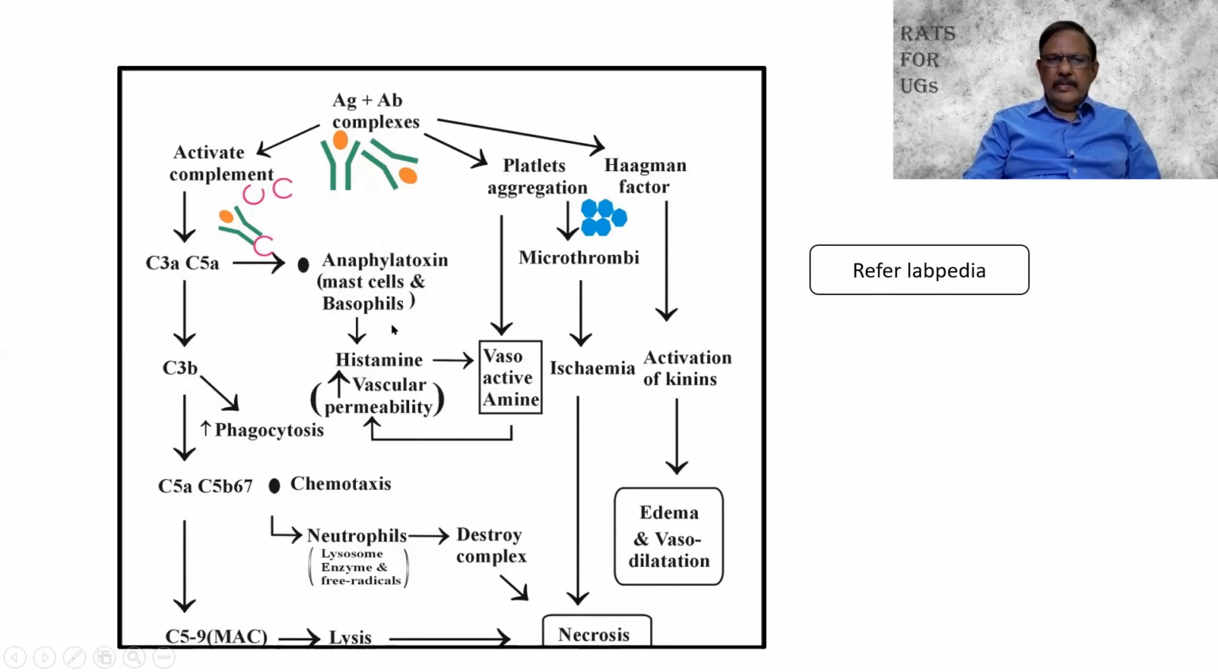Also, there is a release of the anaphylatoxin from the mast cells and the basophils. Histamine will be causing vascular permeability, all of which can lead to an edema. Later on, there can be microthrombi also, ischemia leading to necrosis. So there is the release of the kinins leading to vasodilation, and there is edema that is to be seen. That is why you are finding all the reactions shown in the pictures.